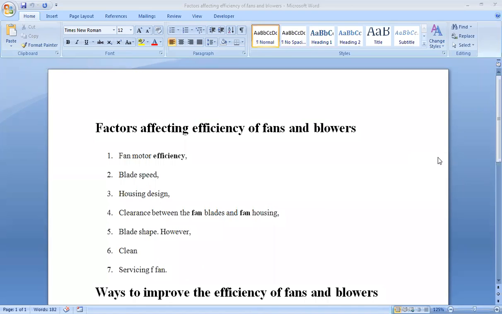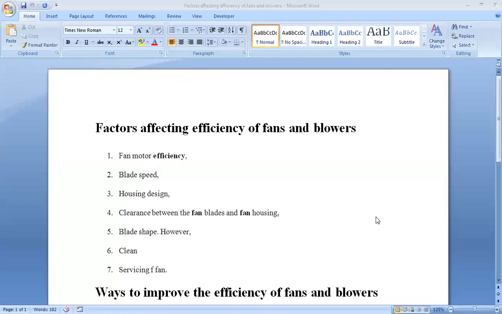So what are the various factors? Just let me know what is the topic today, so that I will come to know that the students are listening. Factors affecting efficiency of fans and blowers. So what are the various factors which affect the efficiency of fans and blowers? I will just revise the various points again, because we are running out of time, as Zoom works for 40 minutes only.